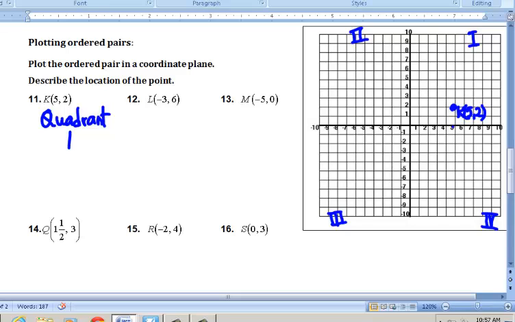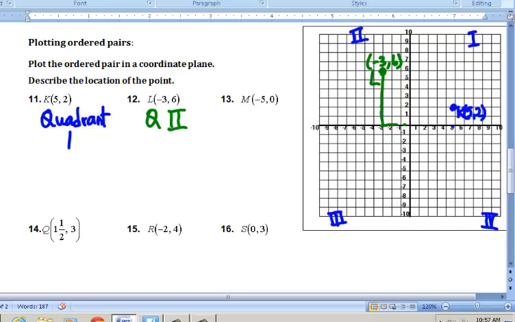Again, let's take a look. -3, x. So I'm going 3 steps to the left, and then I'm going 6 steps up, which makes it right here. That's L. This is quadrant 2. That's a -3, 6. So this is quadrant 2.